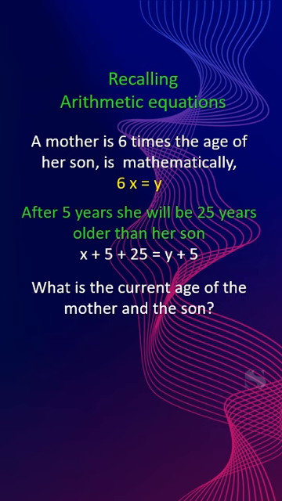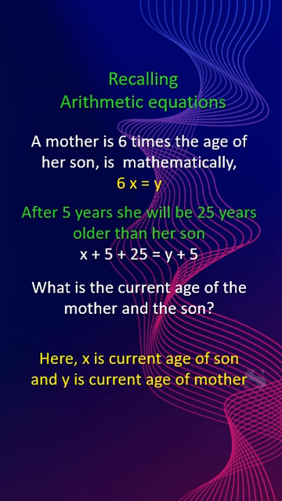So we need the equation equivalent of this age relationship of a mother and her son. As shown, 2 equations are needed to express the 2 conditions. The first, 6x is equal to y. The second, x plus 5 plus 25 is equal to y plus 5. We then solve the 2 equations, which are simultaneous or concurrent, so to say, to get the value of x, the current age of the son, and the value of y, the current age of the mother.